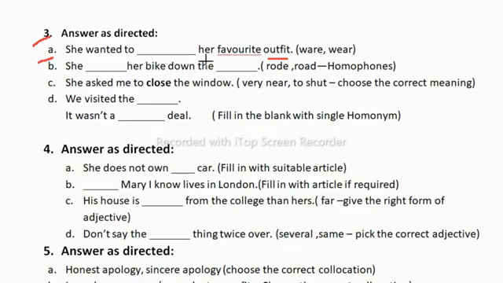She wanted to dash her favorite outfit. What do we do to an outfit? We wear the outfit. So this will be your correct answer. Now let's see the next one. B. She dash her bike down the road or rode.